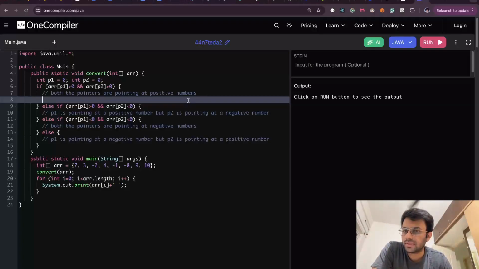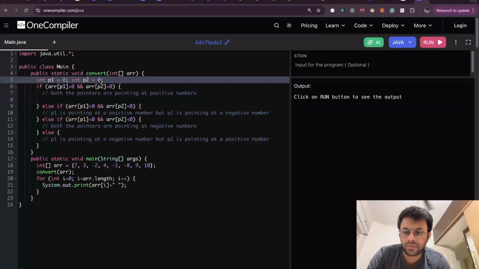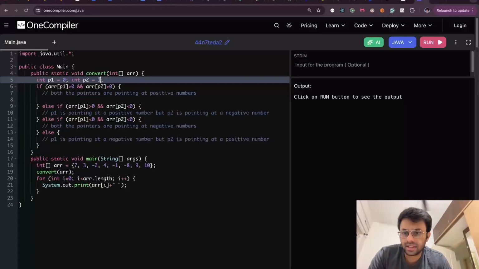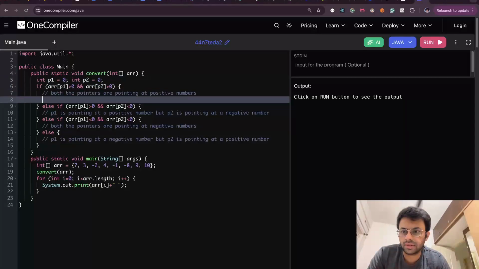What we'll be doing is, now if my P2, consider it that, suppose that, let me start it from 1. So P2 is kind of the right pointer. So look at it like this. Sorry, let us have it from 0 itself.